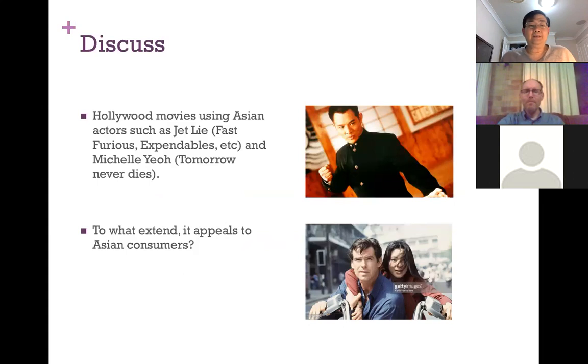The question here is to what extent it appeals to Asian consumers, and you also need to consider to what extent it appeals to Western consumers and the other types of consumers as well. So there is a mix of faces that we're expecting here. And what is the limit in terms of using these faces? Those are the types of questions that we also ask when it comes to movies, for instance.